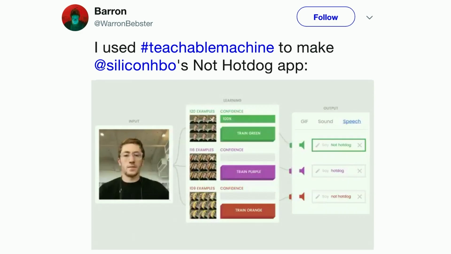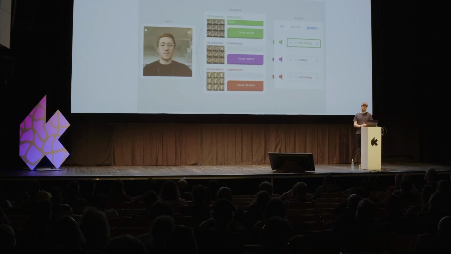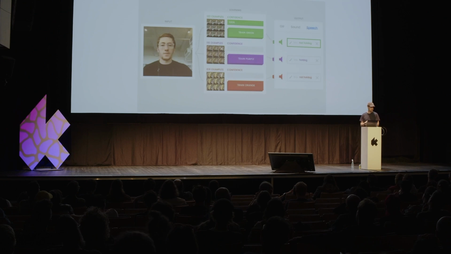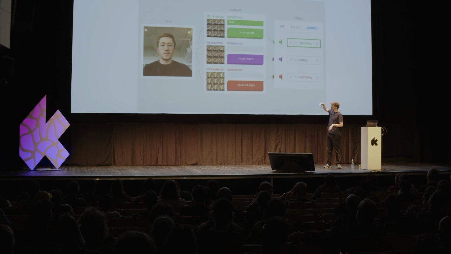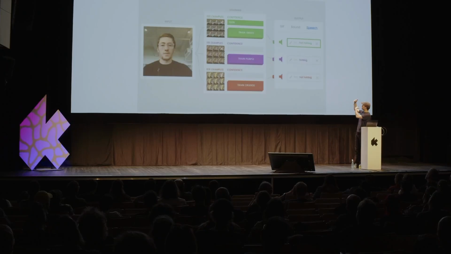I'm not going to demo it. I'm just going to show a video where Baron Webster, who was also involved on the project from Google side, posted this little thing where he used Teachable Machine to recreate a scene from Silicon Valley where they make a classifier that can classify whether something is a hot dog or not a hot dog. And the idea is that you have the input, which is the webcam feed, then you can give it examples, supervised learning, you train the system to recognize different categories that you decide, and then finally it can do something on the output side, and in this case it will say whether something is a hot dog or not a hot dog. And this has sound as well, so let's have a listen.